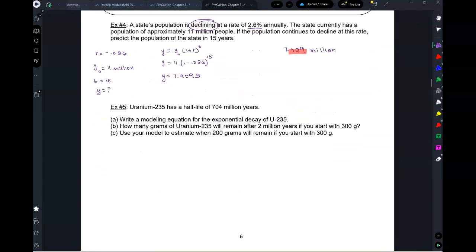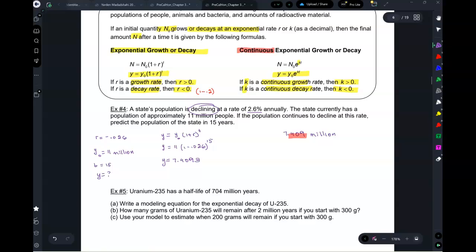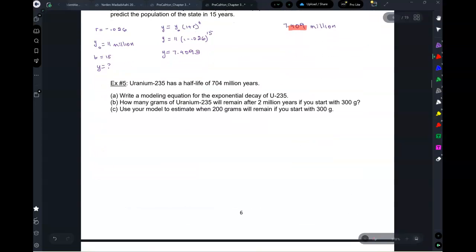Okay, uranium has a half-life of 704 million years. Okay. Half-life, it is understood that it is continuous growth. So let's add that here for half-life. Okay, we're always going to use those equations. Uranium has a half-life of 704 million years. A, write a modeling equation for the exponential decay of uranium-235. So remember U-235, this is an isotope, and that's how they are denoted by the number of neutrons. So U-235.